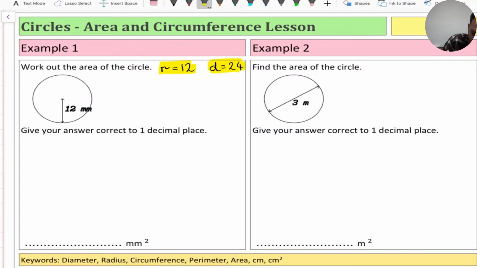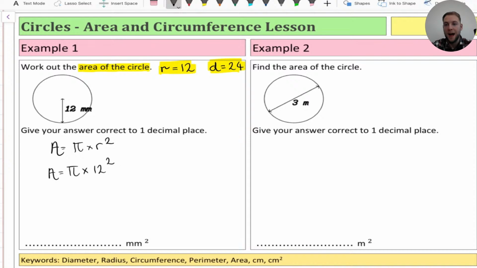And this is asking for the area of the circle. So I write down what the formula for the area of a circle is. So my area is equal to pi times by my radius squared. So I don't need to actually know the diameter. So really nice and easy. Area is equal to pi times by, in this case, its radius, which is 12 squared.